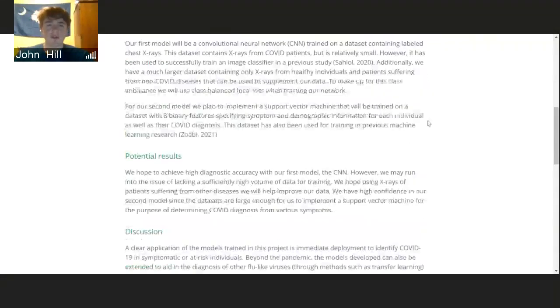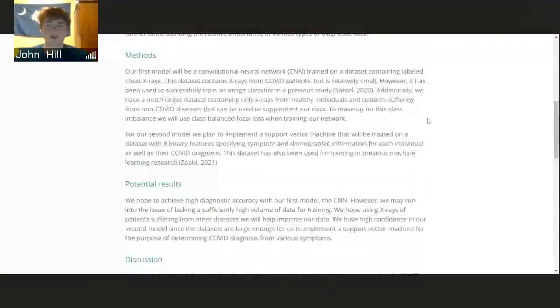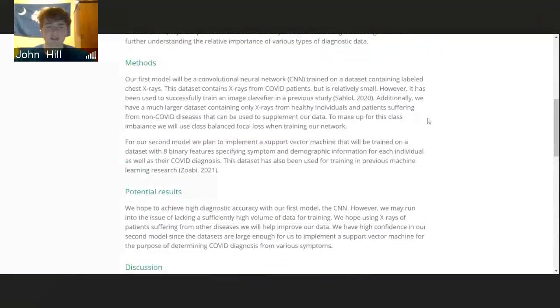Our first model will be a convolutional neural network trained on a dataset containing labeled chest X-rays. This dataset contains X-rays from COVID patients, but is relatively small. However, it has been used to successfully train an image classifier in a previous study. Additionally, we have a much larger dataset containing only X-rays from healthy individuals and patients suffering from non-COVID diseases that can be used to supplement our data. To make up for this class imbalance, we will use class balance focal loss when training our network.